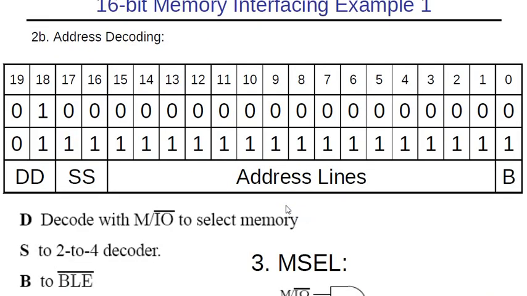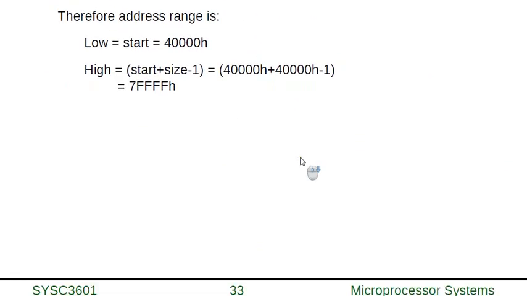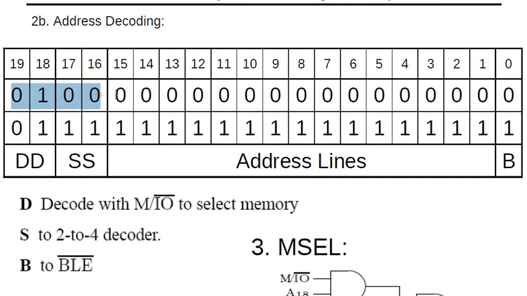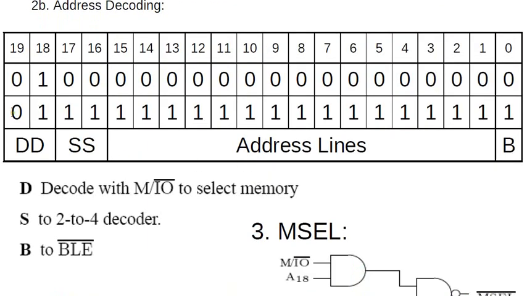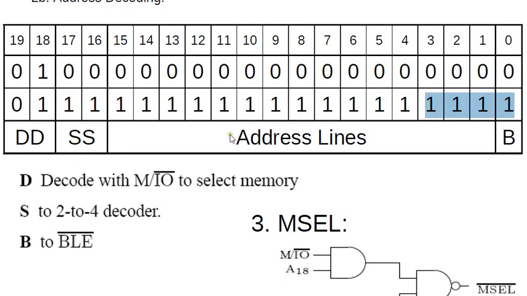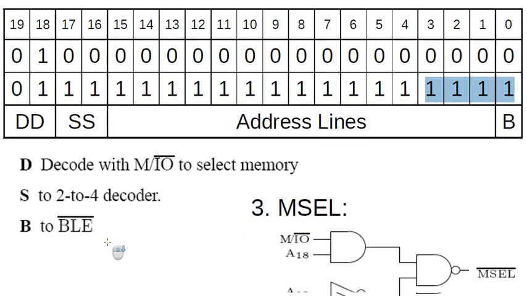Then we get a diagram which looks like this, where the starting address is 40000. Here we have generated 4, and all other digits are 0. But in the range of the high section we have 7, then FFFF, which can be generated by 7 from here, and then F, F, F, and F. Here are the address lines, the S and D. Here D denotes the decoder with memory and input output select memory. S is for the 2 to 4 decoder, and B is for the lower bank.